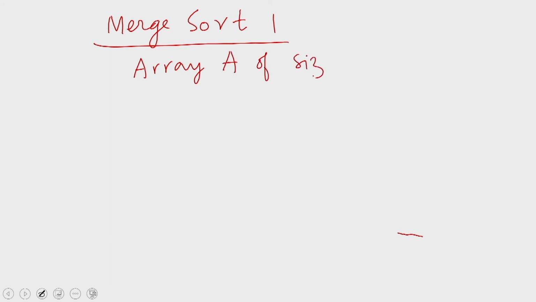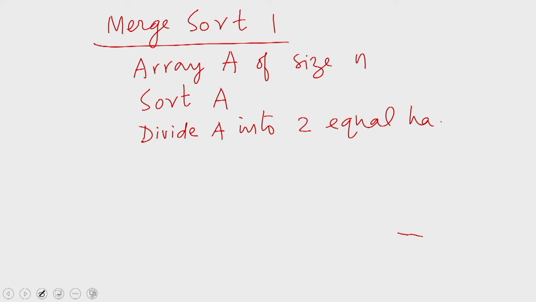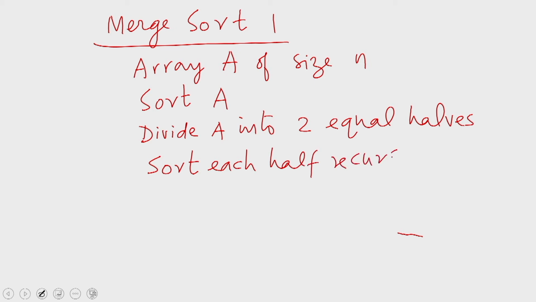As soon as we have an algorithm for merging, we can obtain a divide and conquer algorithm for sorting, which is called the merge sort. We shall see several variants of merge sort. This is the first of them. So, given an array A of size n, we need to sort A. The standard divide and conquer algorithm proceeds like this. Divide A into two equal halves. Sort each half recursively. And then merge the two halves.